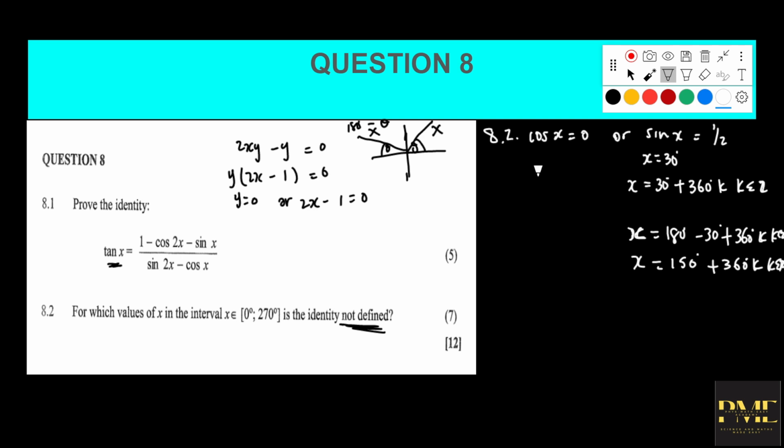Okay, and then we move on. So when it comes to cos equal to 0, I say the best way to do this is to look at the graphs of cos and sine.